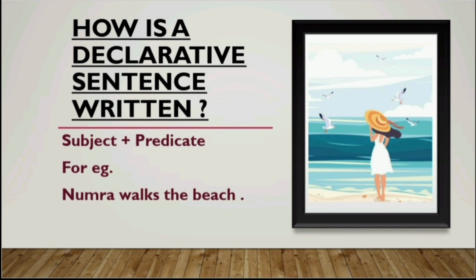Have a look at this example here. Numra walks the beach. Numra walks the beach. So here, who is doing the action? Numra. And what action is she doing? She is walking on the beach, or she walks the beach. So therefore that would be the predicate.